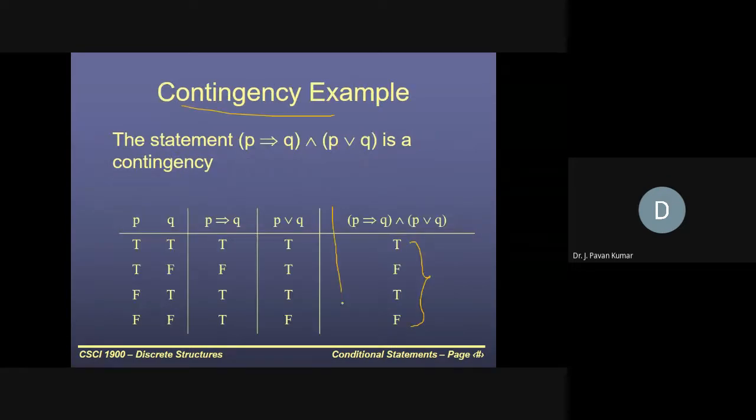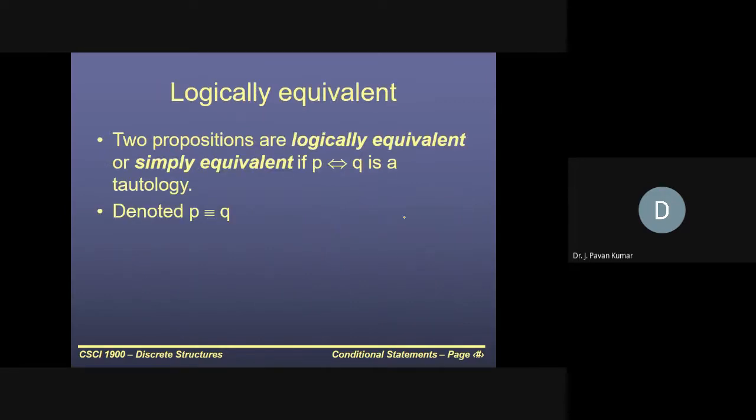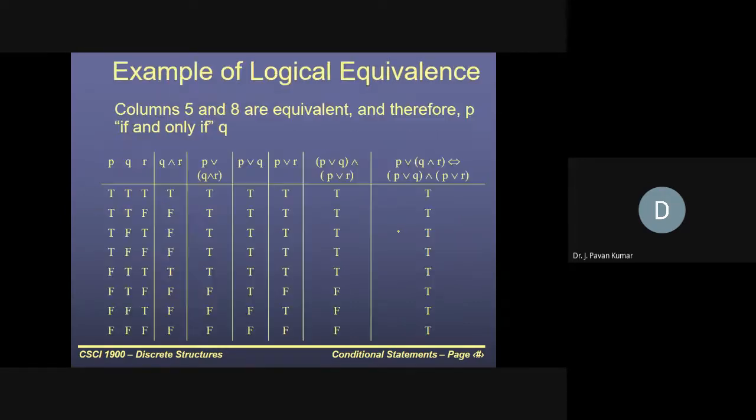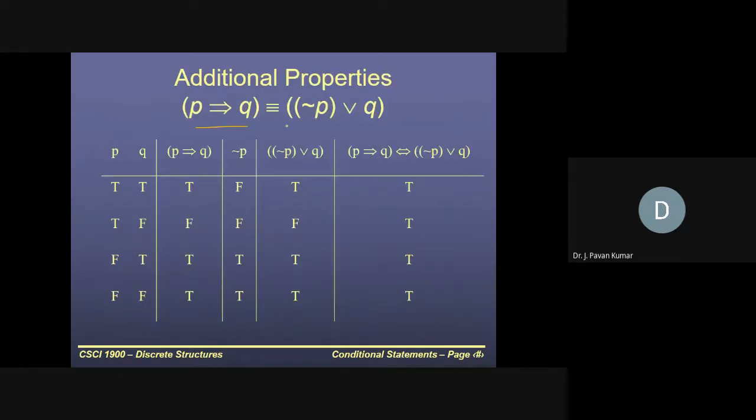One last point here is we say two statements are logically equivalent whenever both the truth tables are the same. Like earlier we have seen P implies Q is similar to negation Q implies negation P. Both are logically equivalent. These are some of the other examples. P implies Q is equivalent to negation P or Q.